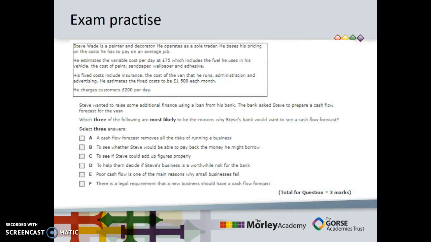Here's another question. This is a pretty unusual one about cash flow forecasts, and what it does in this question is that it asks you why. It's looking for the advantages of a cash flow forecast. So if you pause the video, we'll have a look at the answers in a second.